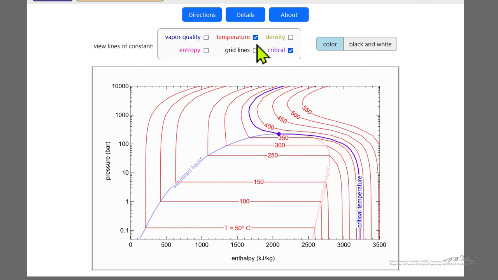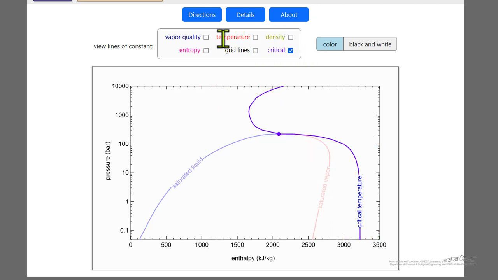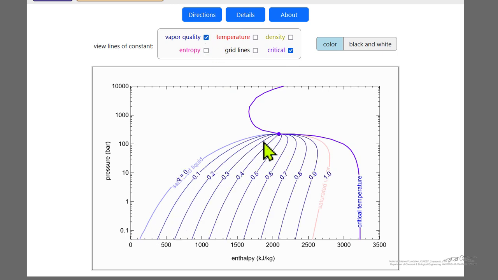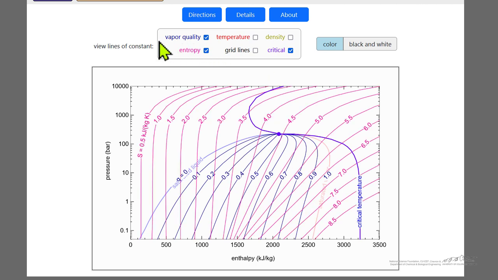Well, this diagram allows us, instead of temperature, for example, to look at vapor quality and constant quality lines. Fractions that are vapor are shown here. You can also look at constant entropy lines and see how, as we change, for example, pressure at constant enthalpy, what happens to the entropy.